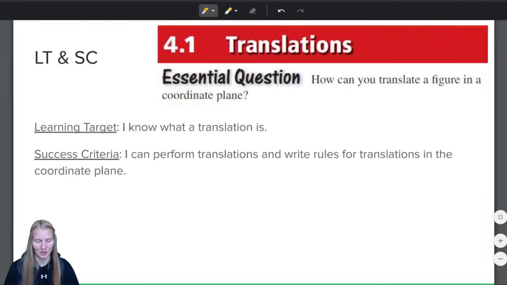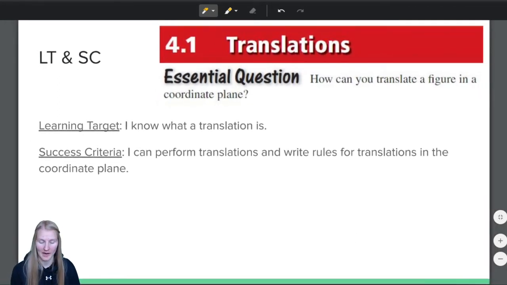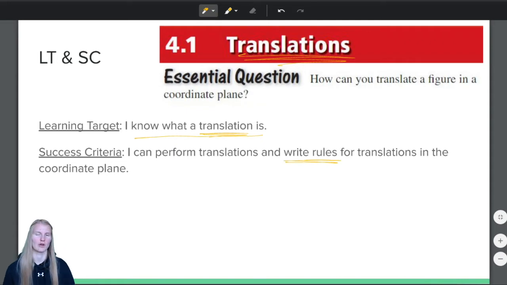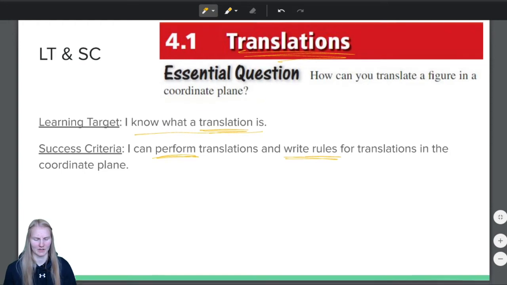The first section of chapter 4 is all about translations. So our learning target is that you know what a translation is, and your success criteria is that you can perform translations and write rules for translations in the coordinate plane. So perform translations and write rules for translations. Now, I know what you're thinking. Great, translations, but what is a translation?